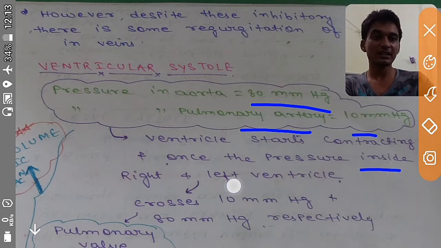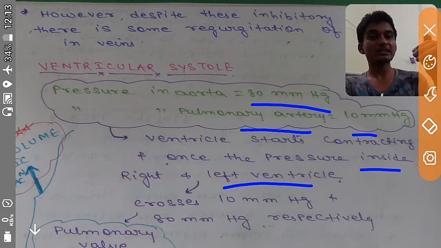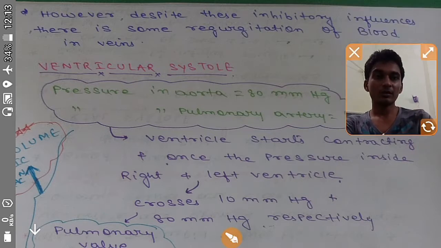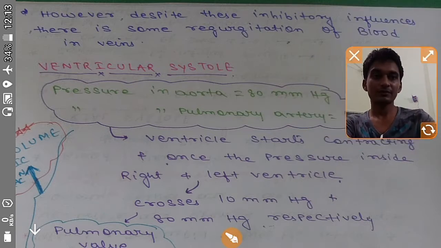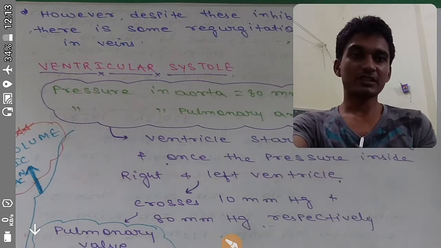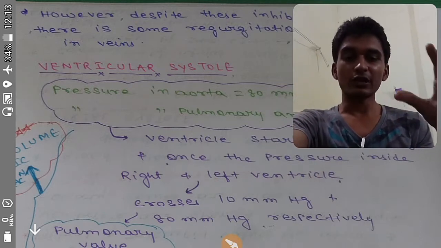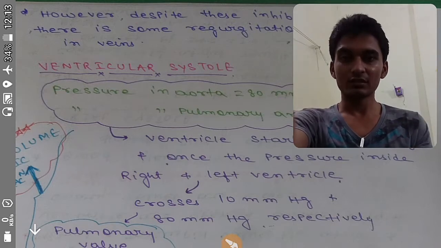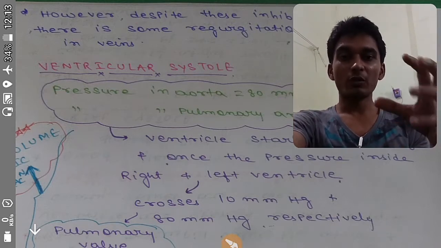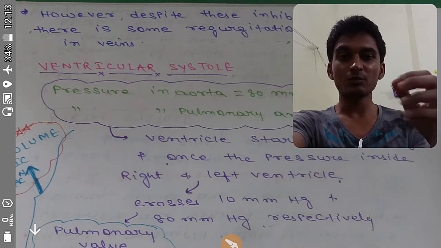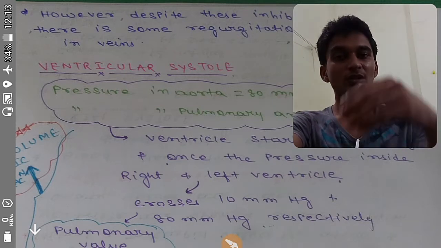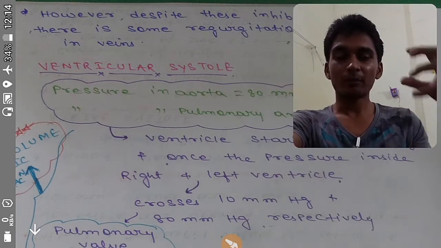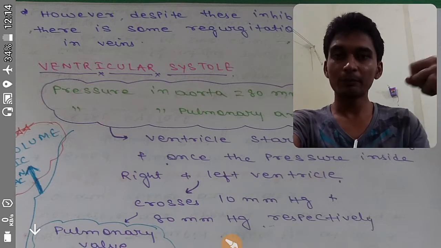Okay, once the pressure inside the right and left ventricle increases, because left ventricle is connected with aorta and right ventricle is connected with your pulmonary artery. Okay, so understand, your left ventricle is connected with your aorta and your right ventricle is connected with your pulmonary artery. So we all know that anything flows from high pressure to low pressure. So when the left ventricle attains pressure more than 80 mmHg, then the blood starts flowing from the left ventricle to aorta, and once the right ventricle acquires pressure more than 10 mmHg, then blood flow starts from the right ventricle to the pulmonary artery.